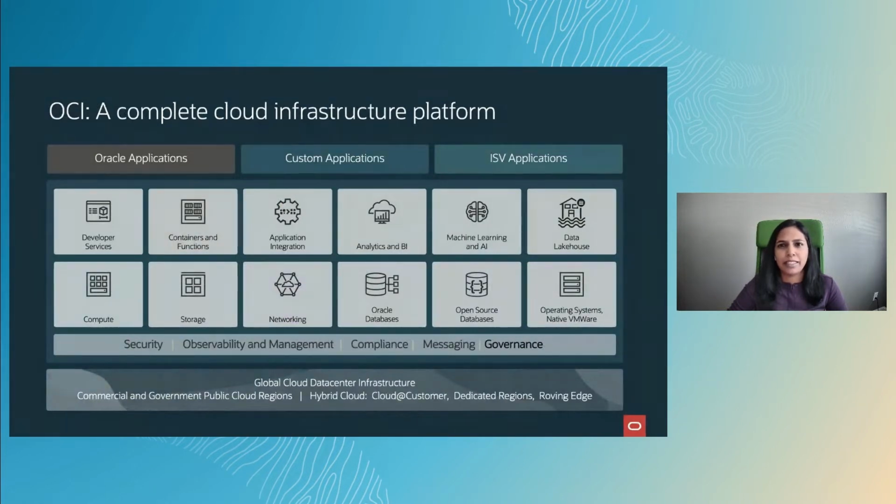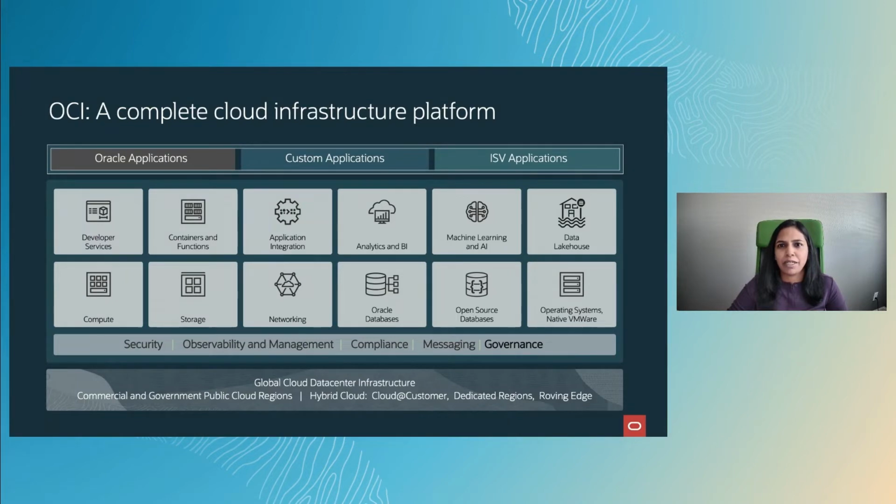OCI is a complete infrastructure platform to run all of your IT workloads, starting from enterprise applications to cloud-native solutions. Oracle applications include EBS, JDE, and Siebel that can be migrated to the cloud for better TCO and productivity. Custom applications can be moved and improved to OCI to realize better performance and cost.